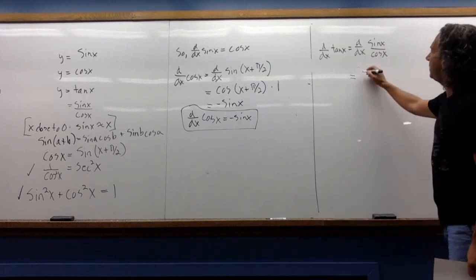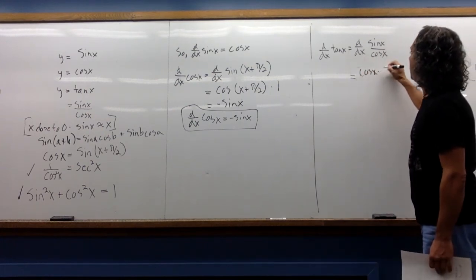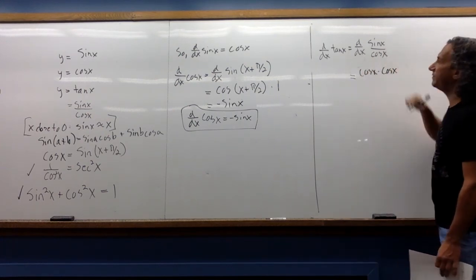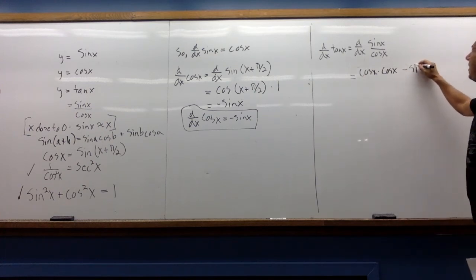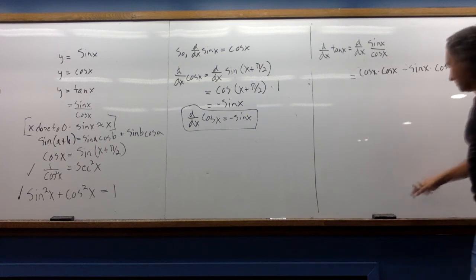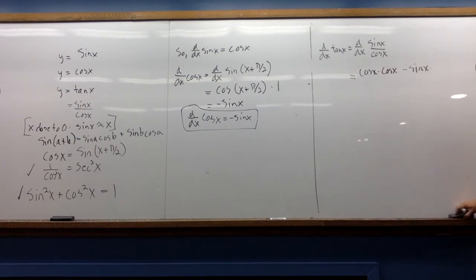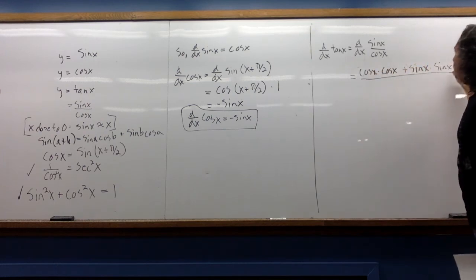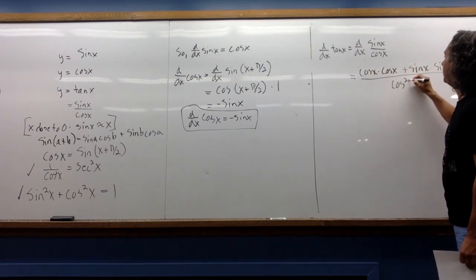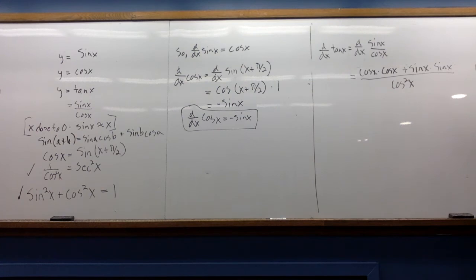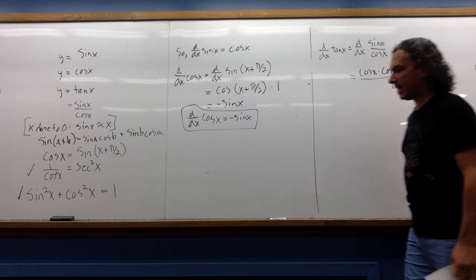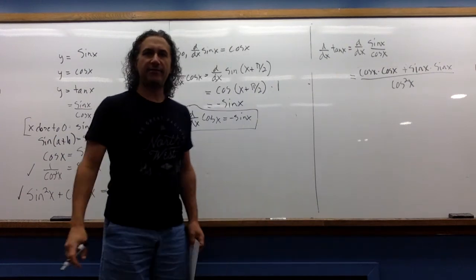Well, hopefully you said that's bottom times the derivative of the top, derivative of sine is cosine, minus top times the derivative of the bottom. The derivative of cosine is negative sine, all over the bottom quantity squared. Quick note about this before I continue. I don't want to forget this.